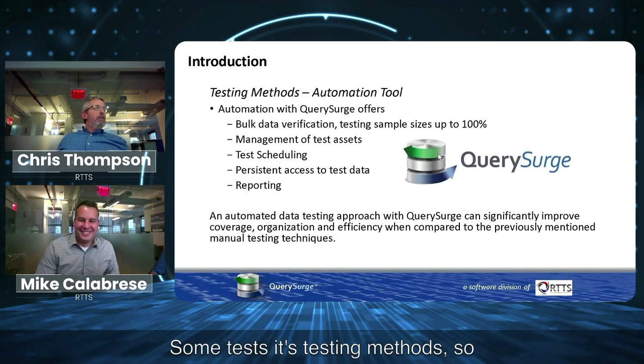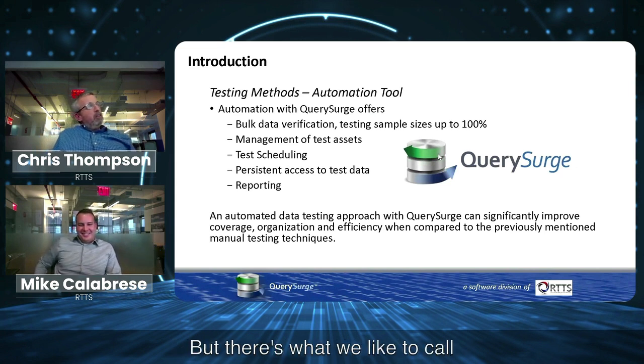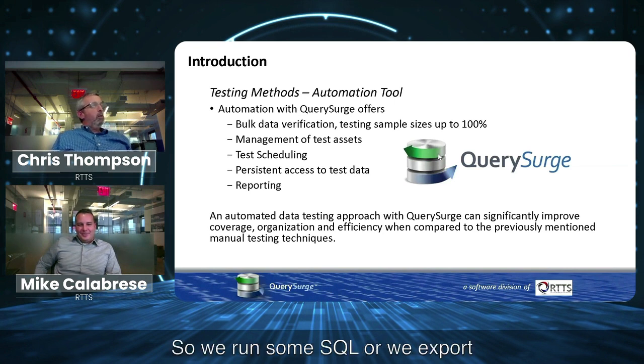So some testing methods. I'm not going to go into them all or in any detail, but there's what we like to call stare and compare. So we run some SQL or we export stuff into Excel, and we look at it side by side and make sure the fields were migrated correctly. Obviously, this is very prone to human error. Also, how much data can you really test doing it that way?